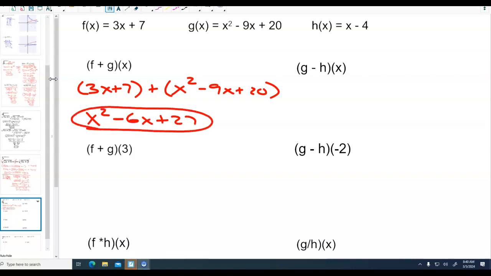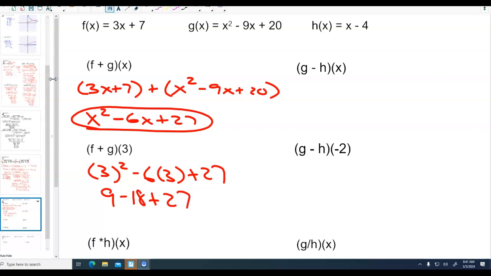And I want f plus g of 3. Wherever I see x, I'm plugging in 3. 9 minus 18 plus 27 is 18.